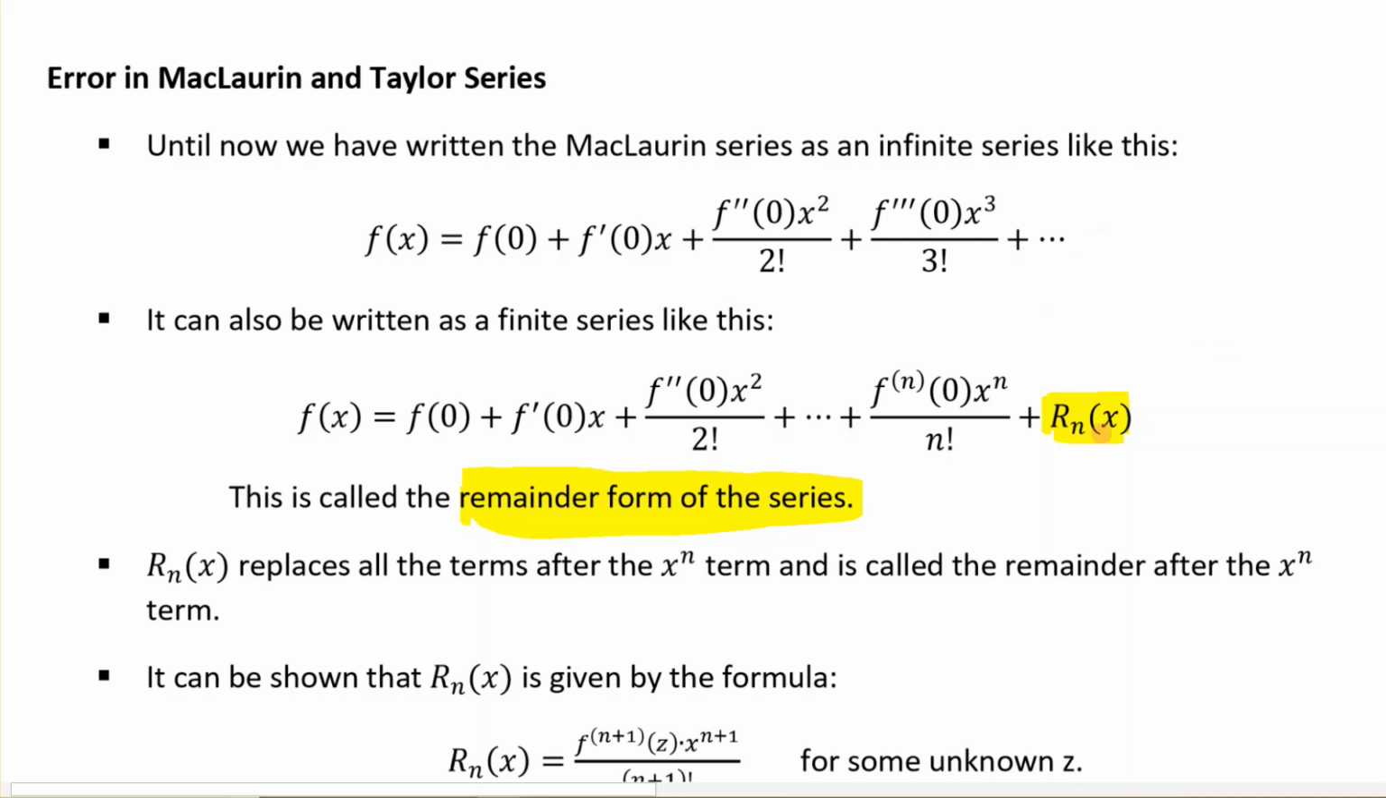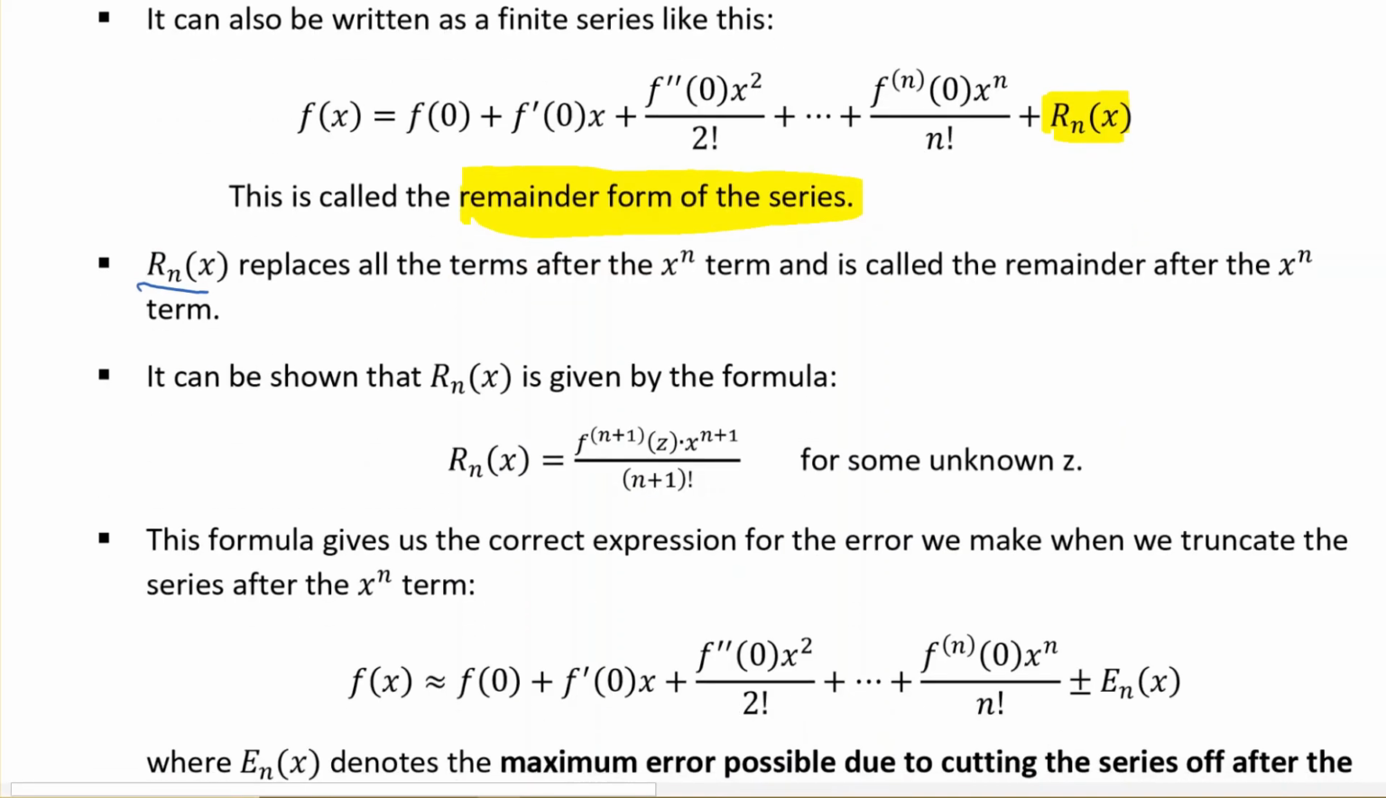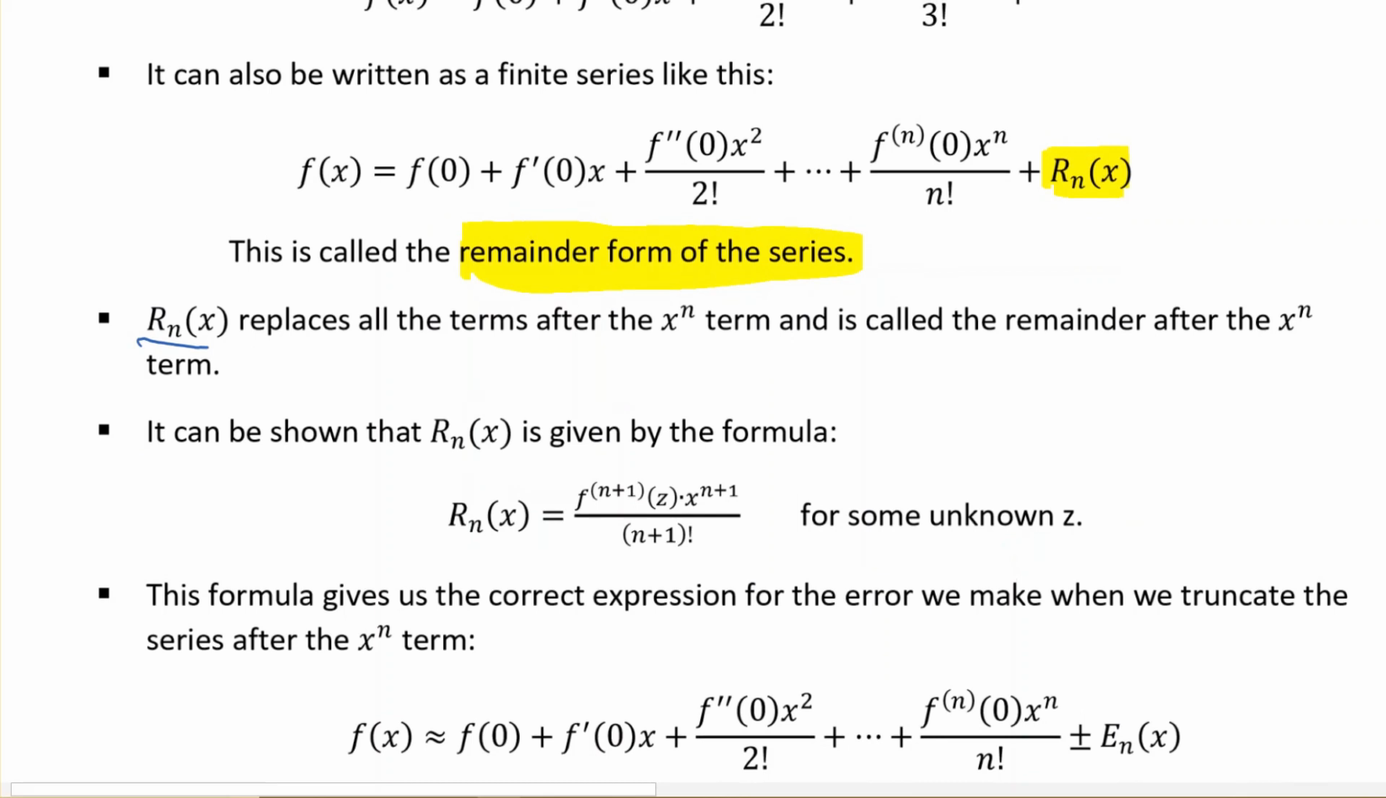All other terms we replace by Rn(x), where Rn(x) is given by the formula: Rn(x) is equal to the (n+1)th derivative of the function evaluated at some unknown z, times x raised to power n plus 1, over (n+1) factorial. We notice that this formula looks like the next term in the series, except the derivative is to be evaluated at some unknown location. So it has the exact same form as any term of the series. The only difference is that the derivative is evaluated at some unknown location z.